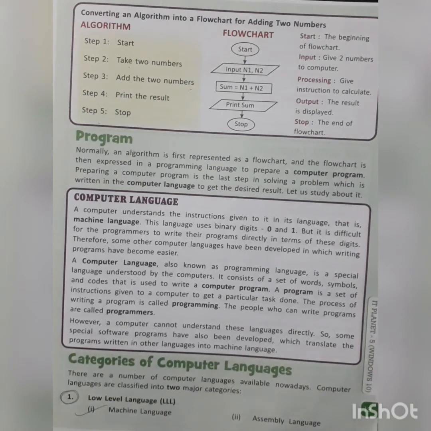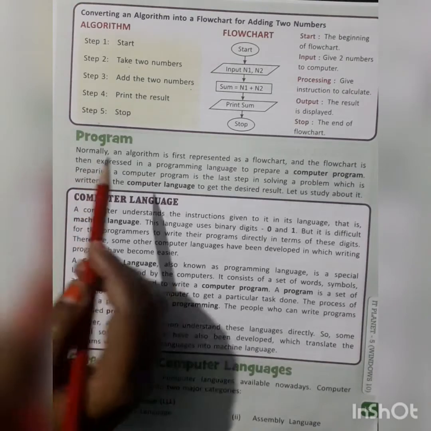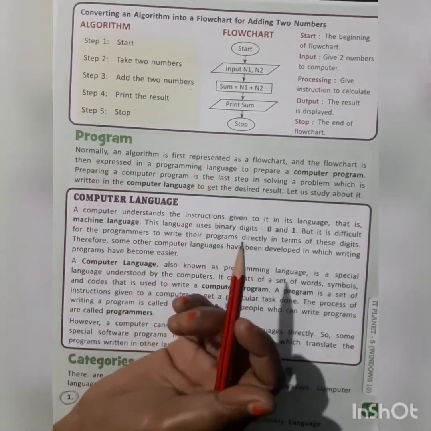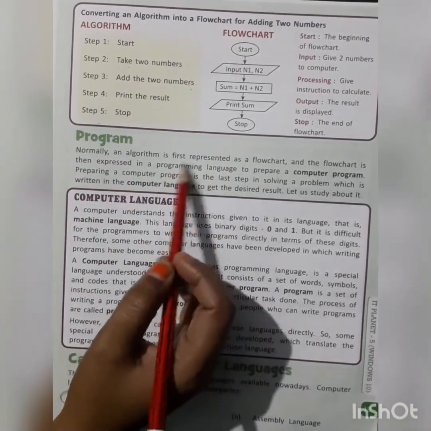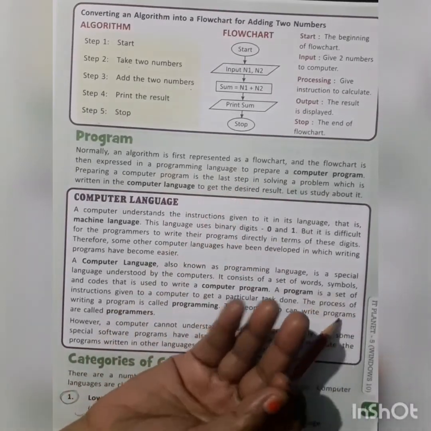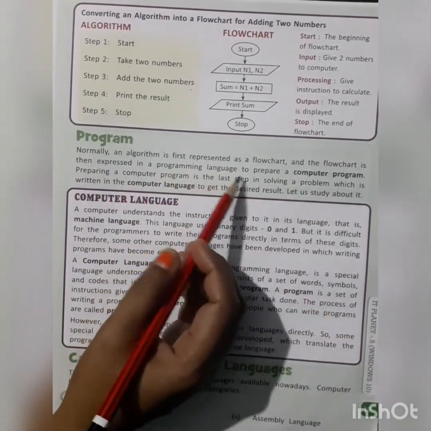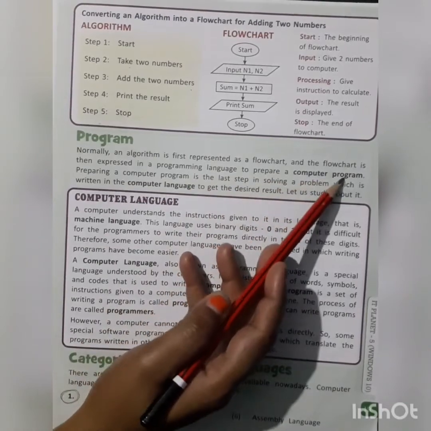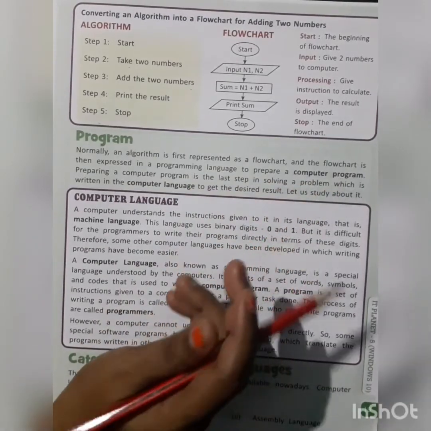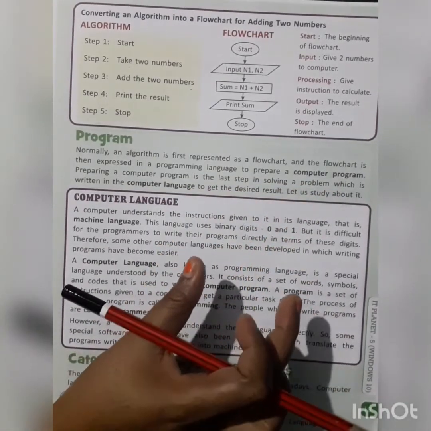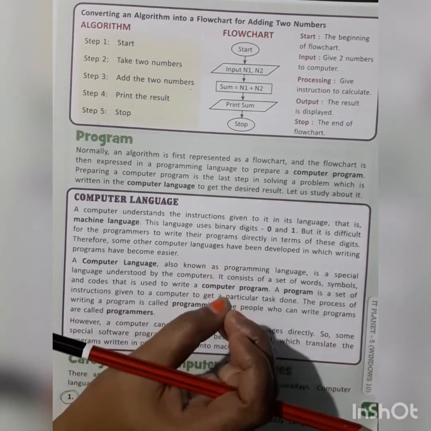Today we are going to start the revision of chapter number 2, programming basics. Now we will understand what a program is. An algorithm is first represented as a flowchart, and the flowchart is then expressed in a programming language to prepare a computer program. In preparing the program, we need to understand computer language first of all.